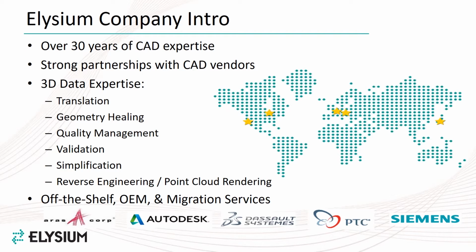Taking a look at our map to the right, we are out of the Southfield, Michigan office. We have a development and R&D office in Huntington Beach, California. Elysium is headquartered out of Hamamatsu, Japan, and we do have 2 offices in Europe, one in France and one in Germany.